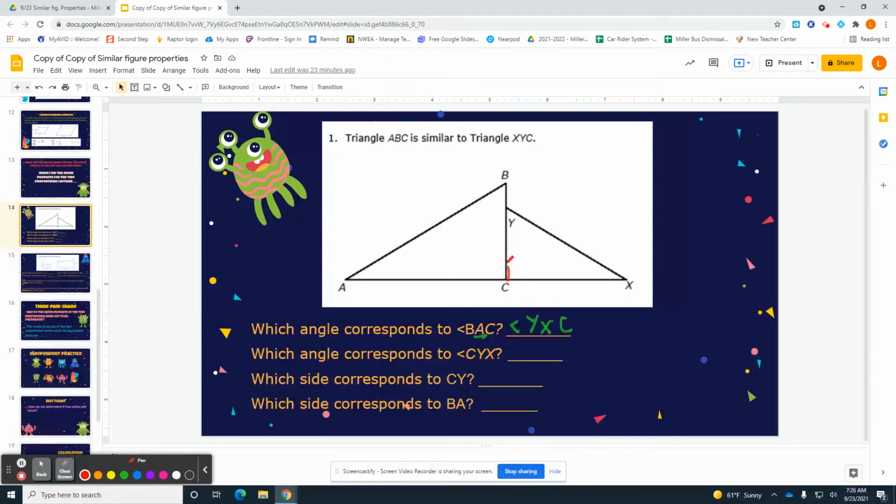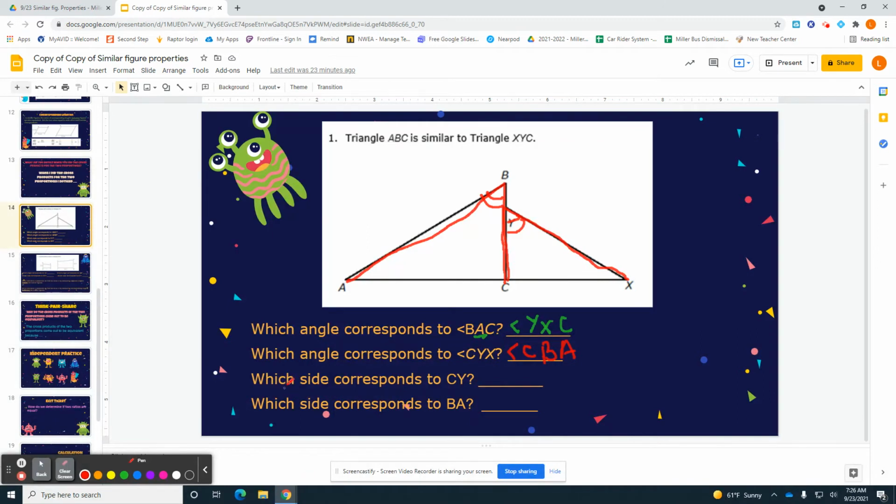So basically, we want to know which one corresponds with Y. CYX. Now I'm going to do this on the bigger one. It's going to be C, B, A. So that means that Y and B correspond. We have to write it in the same order we started. We went to C, then we went to B, and then we came down to A, CBA. Okay?